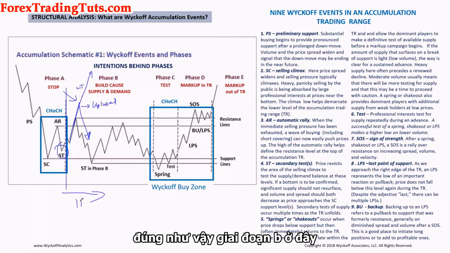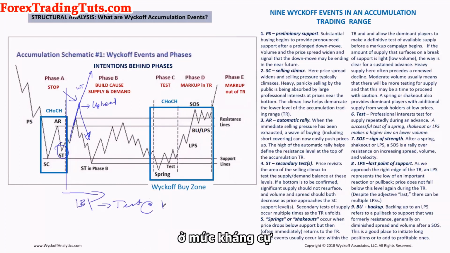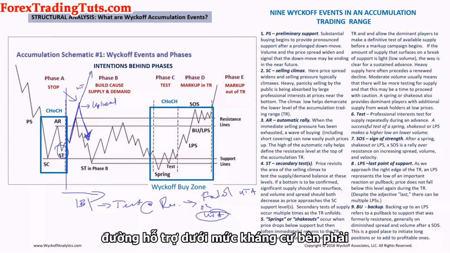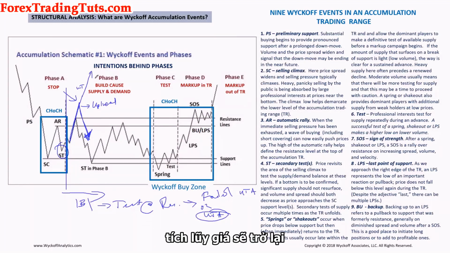So phase B here is going to suggest that the test at the level of the resistance could have either a failed upthrust attempt or it's going to have an upthrust attempt. I'm sorry, upthrust action. So therefore, upthrust by itself concludes with the return below the support line, below the resistance, right? So therefore, by definition of the accumulation, the price will come back.